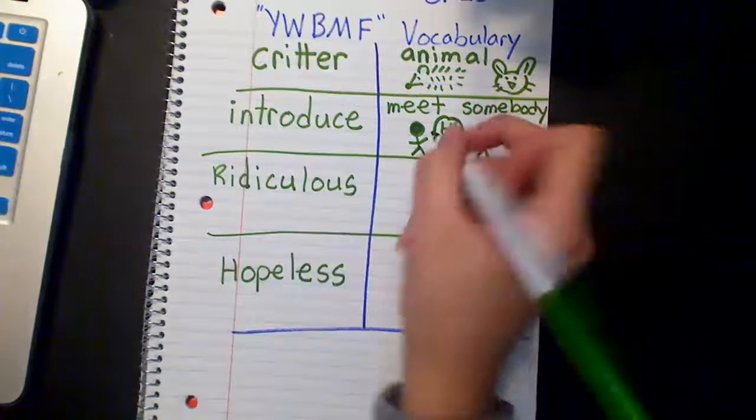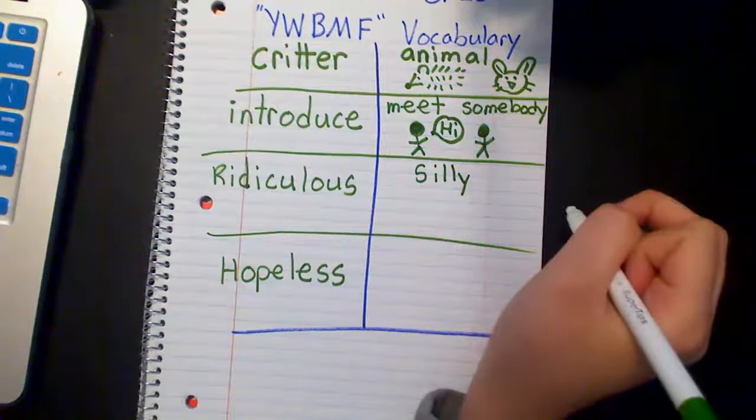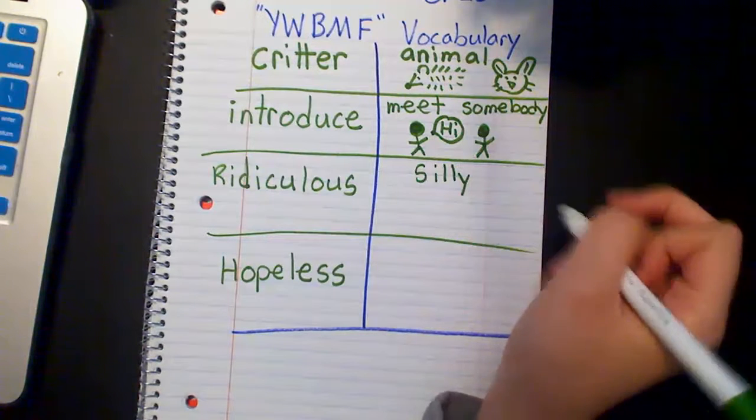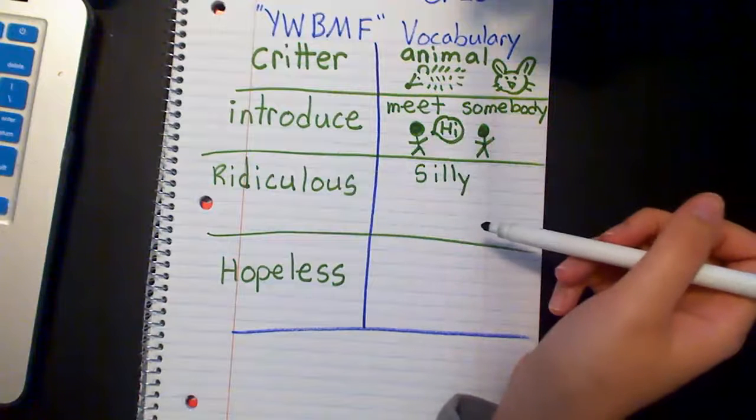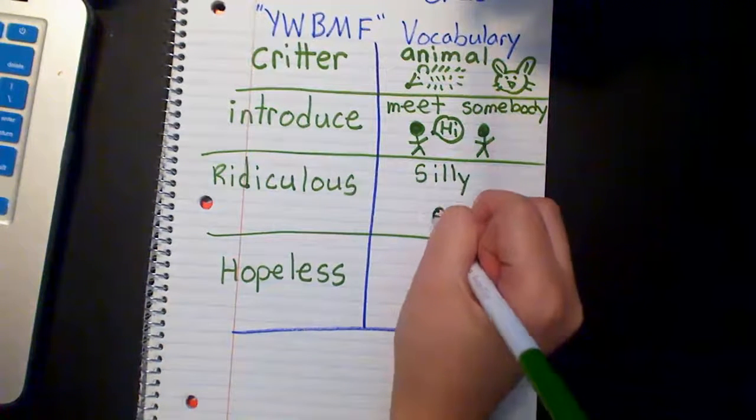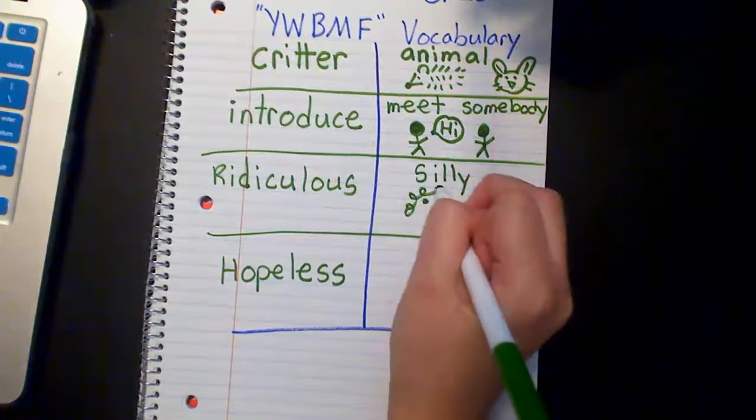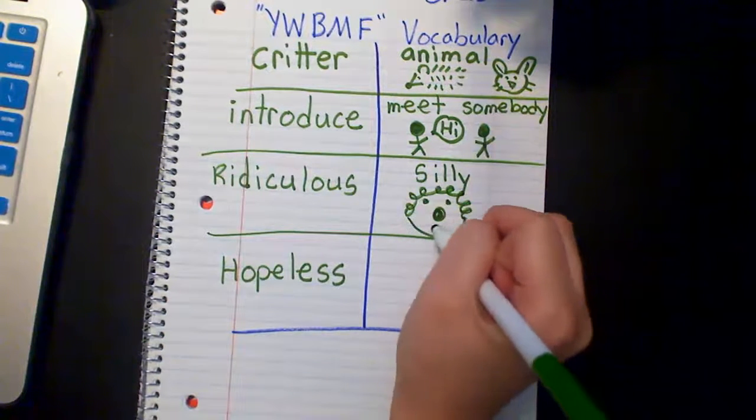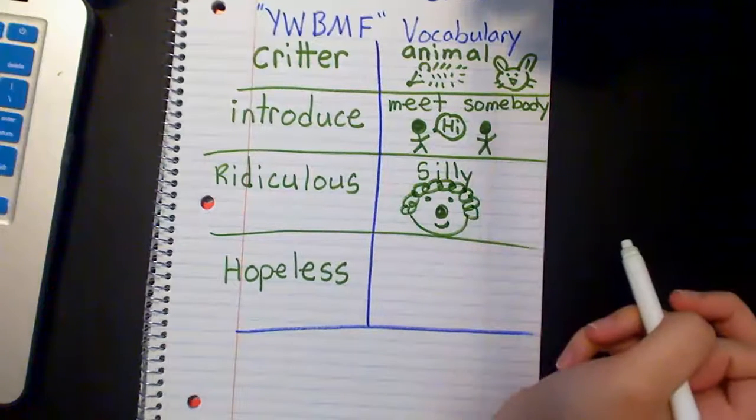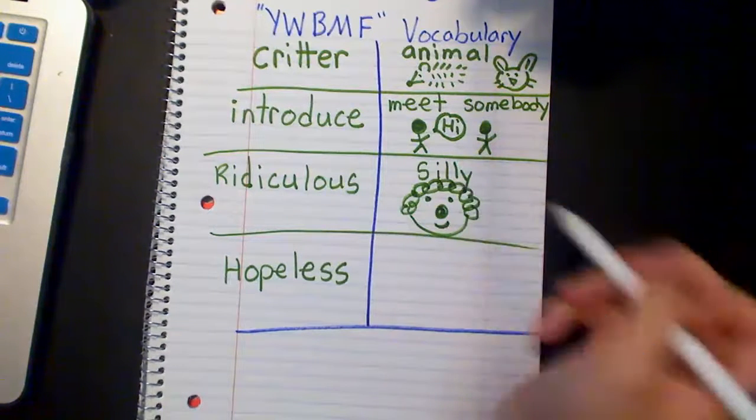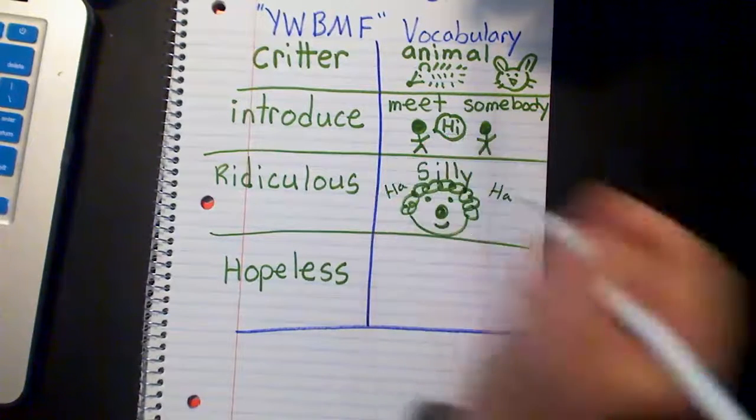And then for ridiculous, we used the word silly. We also said crazy, a mess, like if you're just kind of a bit of a mess, that also is ridiculous as well. But we decided silly was the best word. And then we drew a little clown to go with our picture there. And then I'm just gonna write ha next to it.